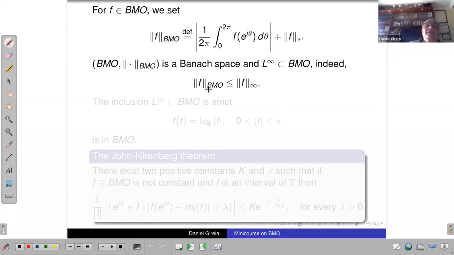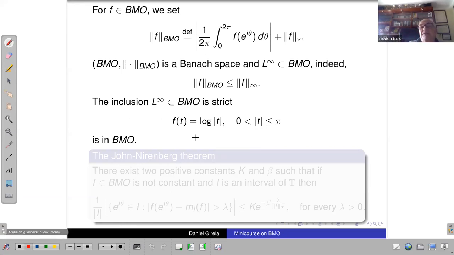Actually, it's important to know that this inclusion is strict. The typical example of a function which is in BMO but is not in L infinity is the log of the absolute value of t, for t between minus pi and pi. This function is in BMO; it is an easy calculation, taking the oscillation and so on. This is the typical example of a BMO function which is not bounded.